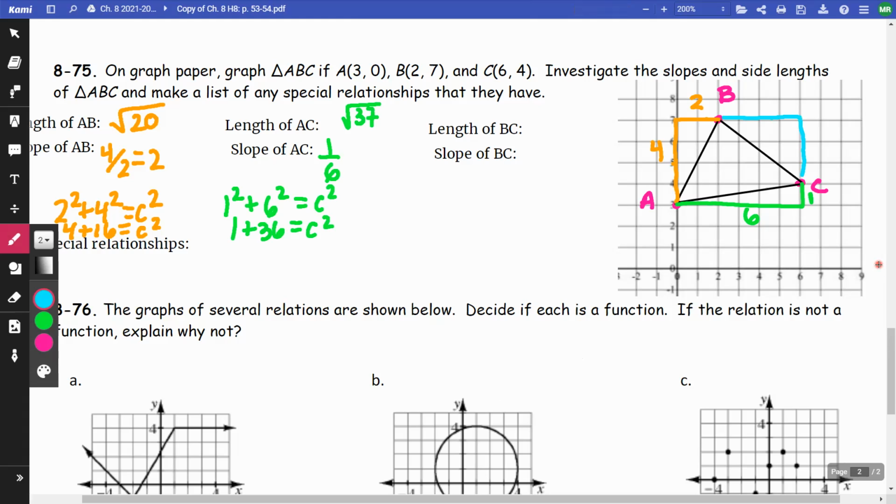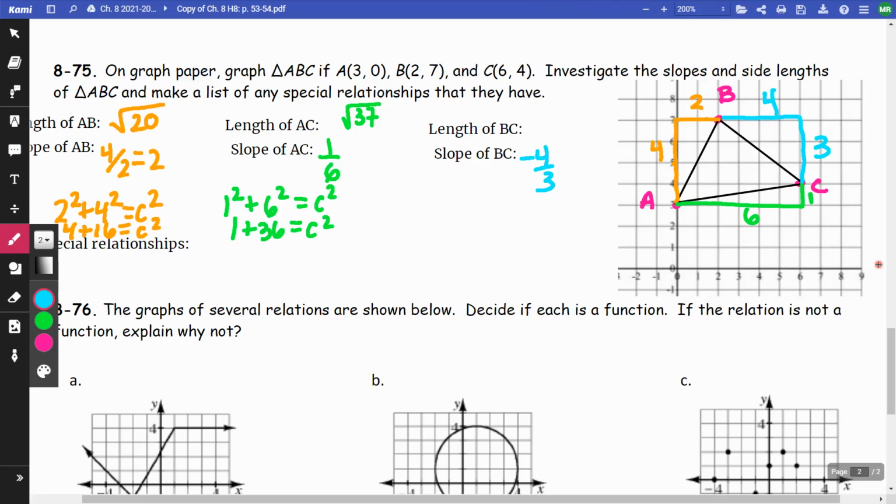So now let's do BC. So I'm going to be going down 3 over 4. So this is going to be a negative 4/3. So none of the slopes have any relationship with one another. So we don't have parallel lines at all. We don't have perpendicular lines.